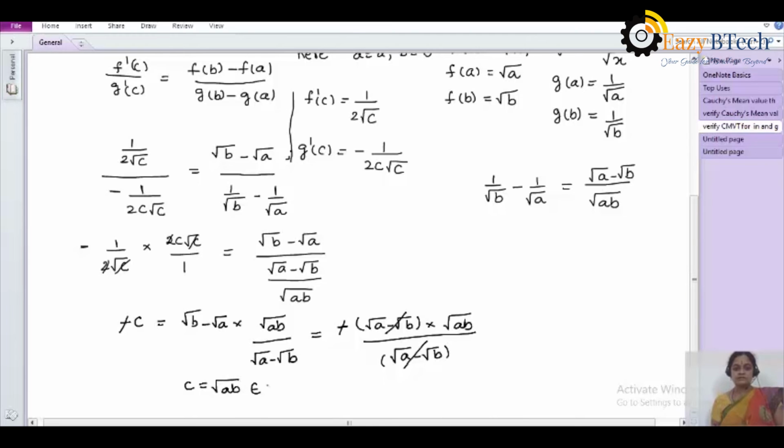Which belongs to (a, b), because the interval consists of a and b. So if you take the product of any two numbers and find the root of it, that value should compulsorily belong to the given interval only. So hence CMVT, Cauchy's mean value theorem, is verified. This is about Cauchy's mean value theorem.